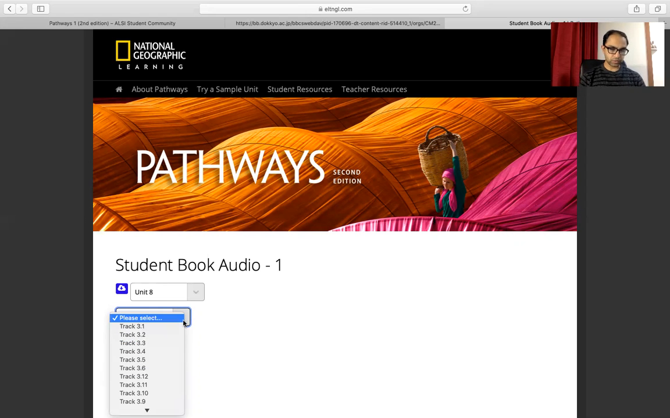The main tracks we're going to use for today is track 3.1 for vocabulary, 3.2. Okay, this one, 3.2. Then we'll do 3.3 and 3.4. Those are the ones we will listen to in today's class. Okay, so you have to be ready with this page open. Okay, let's begin with the textbook.